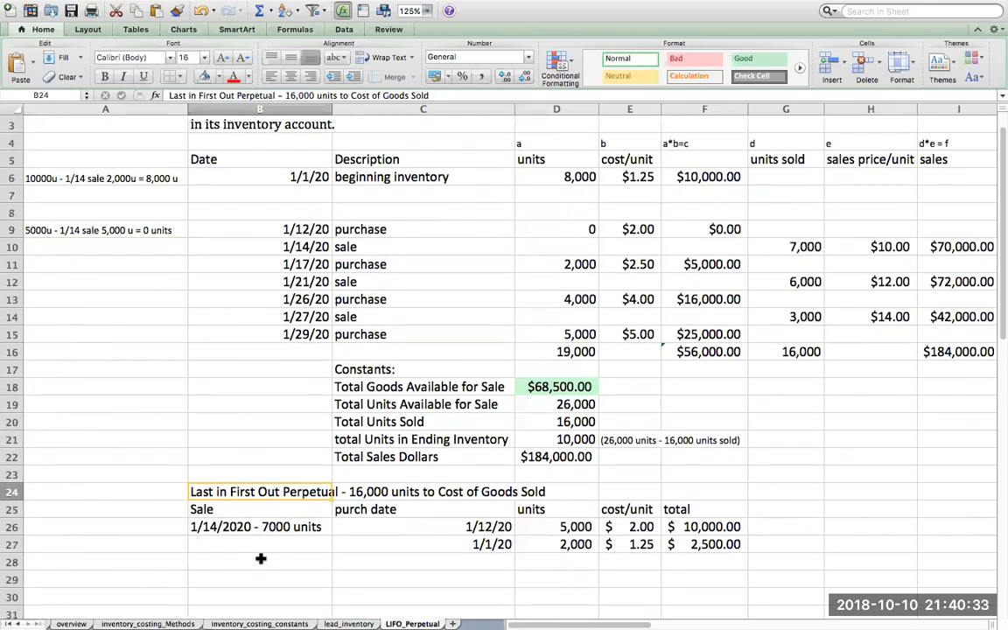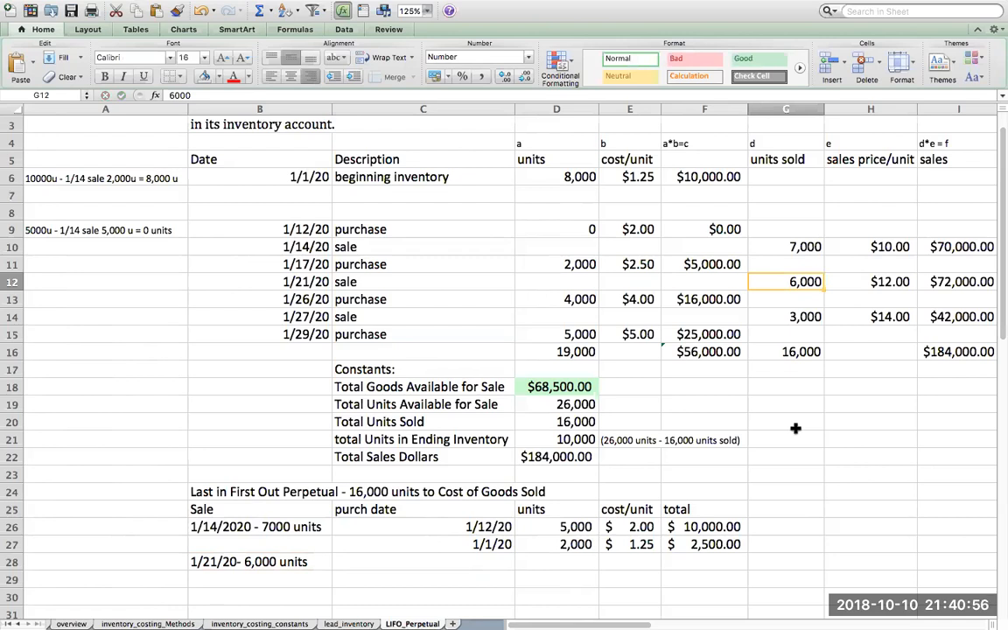So I'm doing LIFO Perpetual. Perpetual means that I keep on going in the order of the sale dates. So I now come to my next sale on 1/21/20. Here I sold 6,000 units. So I sold 6,000 units on January 21st.